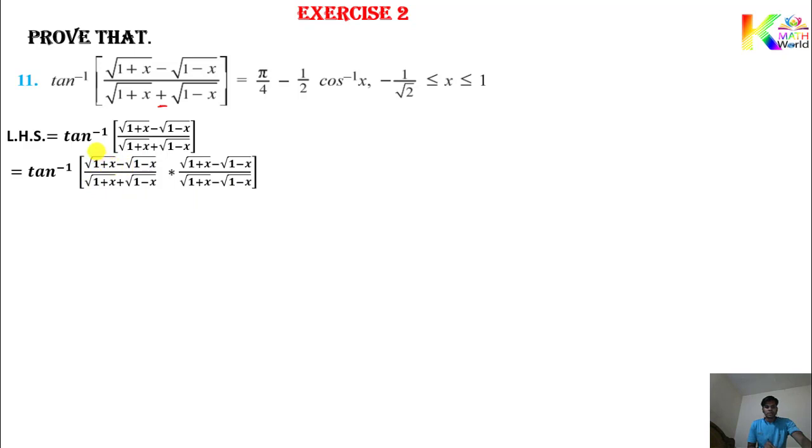Suppose you assume this as a and this as b, and then this is a and this is b. It means you get a minus b into a minus b, so it will become a minus b whole square. In the denominator you get a plus b into a minus b, so it will become a square minus b square. In the numerator you get a minus b whole square. So using that logic, we get like this.